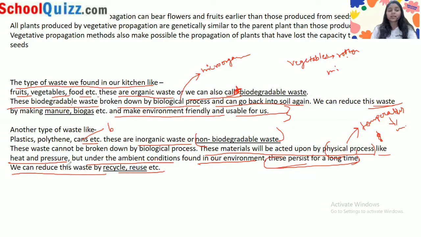So in recycling, what we will do, we will take all the non-biodegradable waste, and in a factory we can produce new products from that waste. Like from the plastic we can make plastic again. So these are the answers, and this is how you can write.